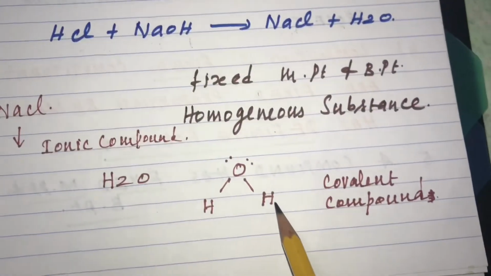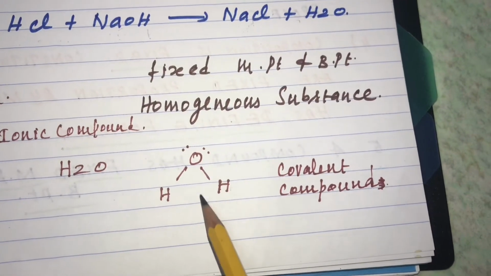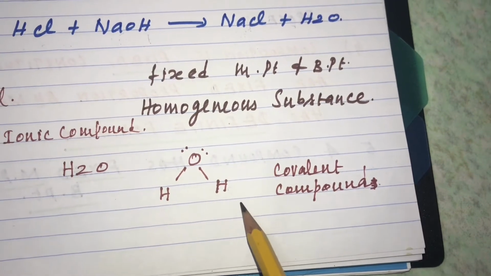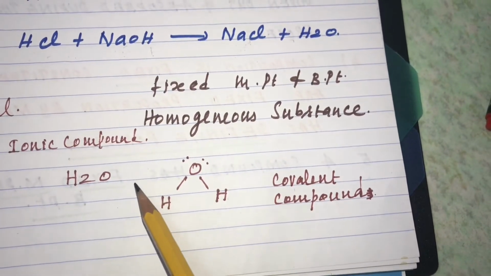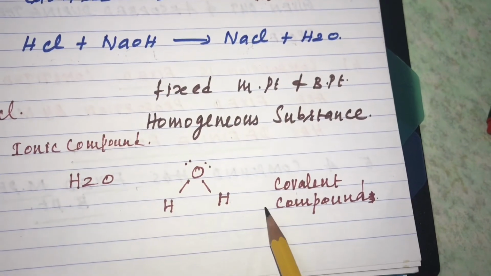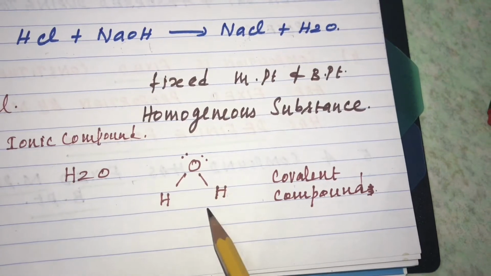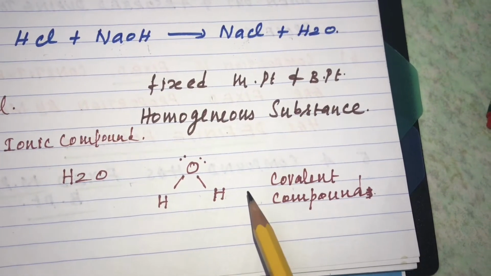For example, water is an example of a covalent compound formed by the sharing of electrons between oxygen and hydrogen. It's a homogeneous substance. So H2O is another example of a compound, specifically formed by the sharing of electrons, called covalent bonding, thereby it is called a covalent compound.